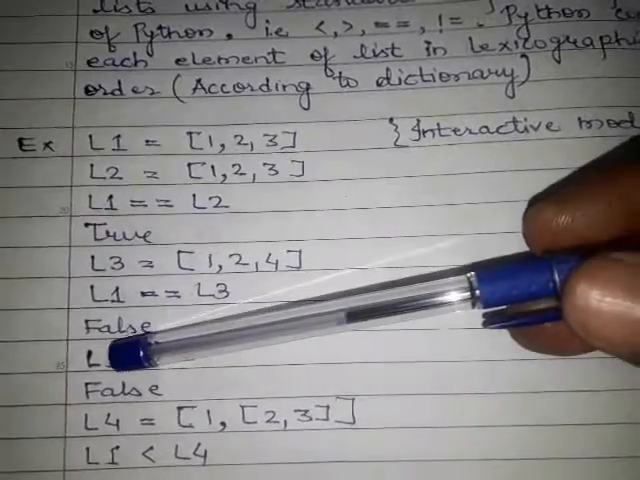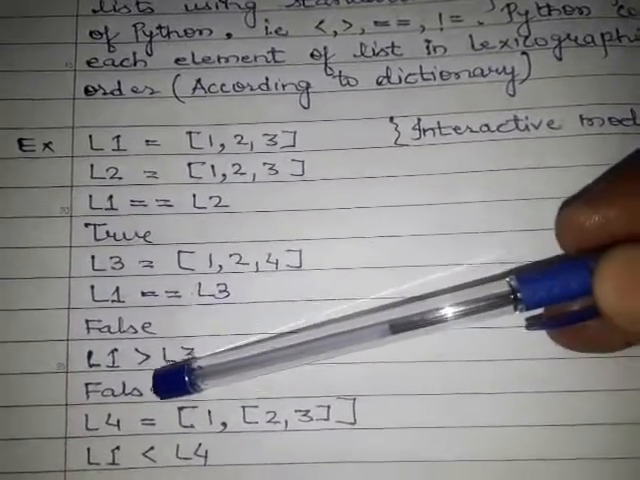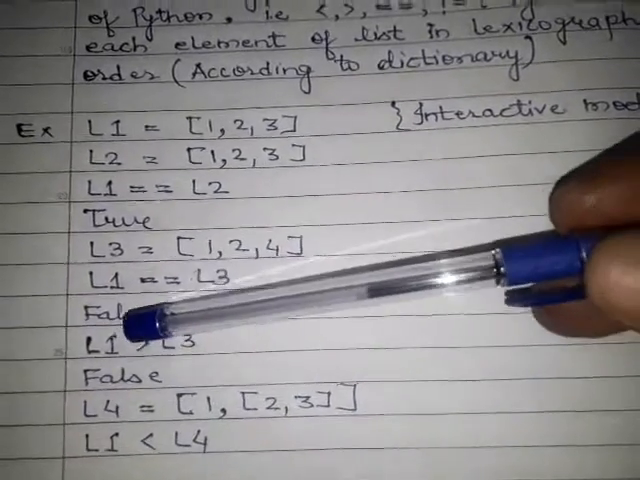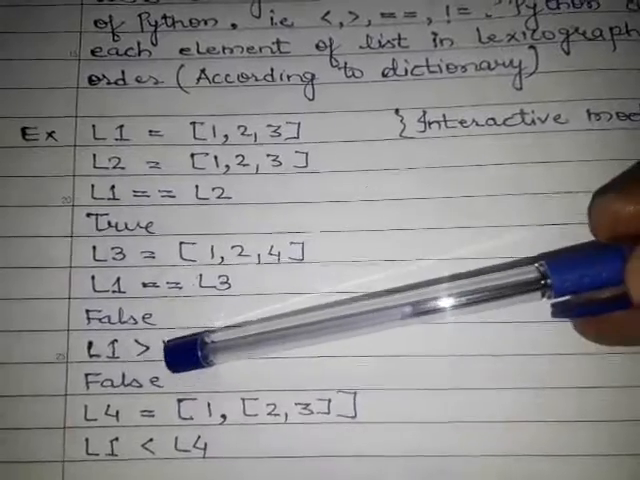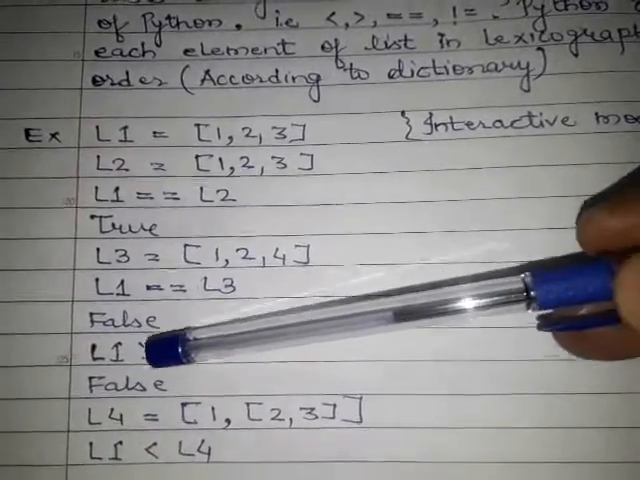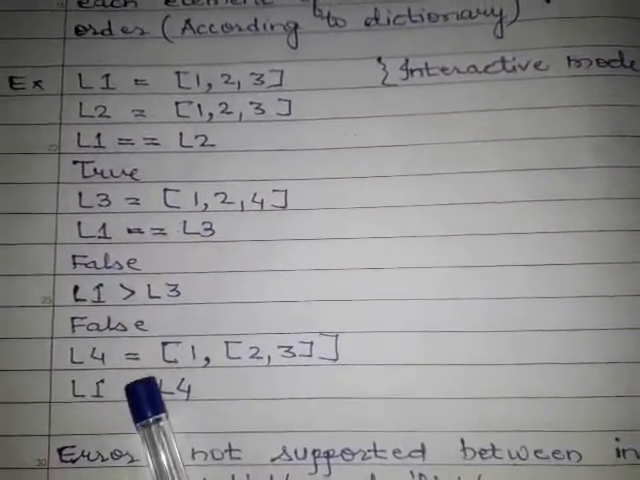But here I have written L1 is greater than L3, which is false because L1 is less than L3. So that's why the result is false. If I write L1 is less than L3, then it will give true. You can check it yourself after this example.